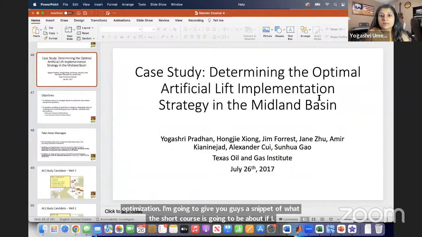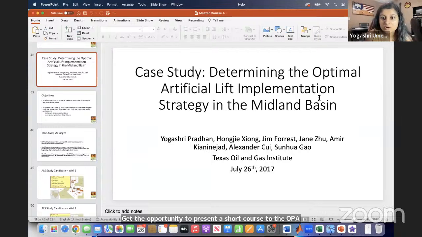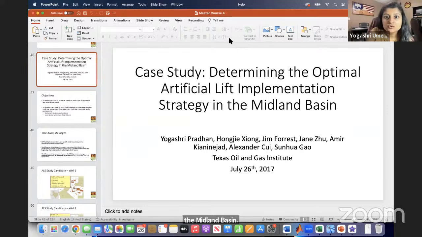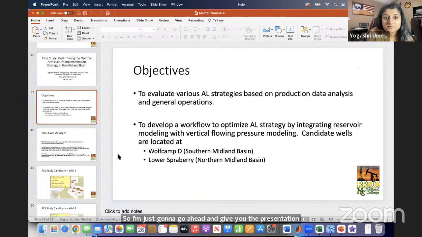So the first thing I'll talk about is a case study in determining optimal artificial lift implementation in the Midland Basin. This was an SPE paper for those of you who want more information about the production optimization paper. I'm just going to give you the presentation, and you can read the paper for more details.